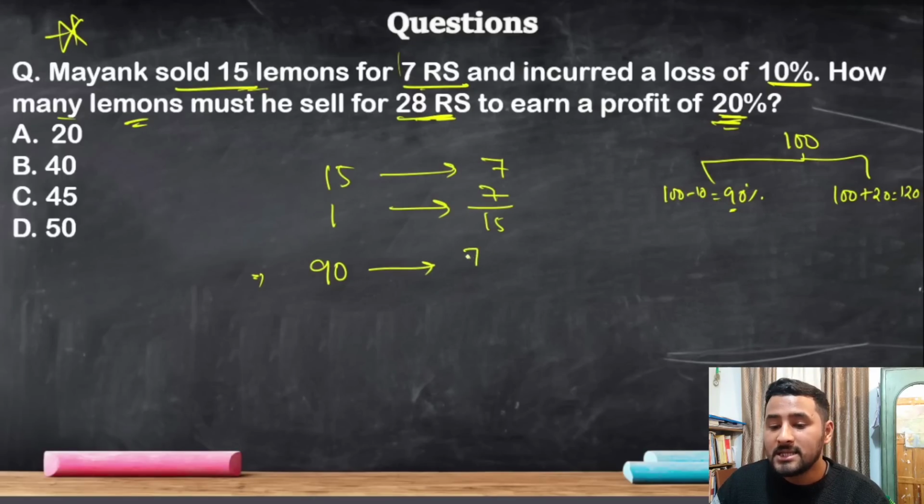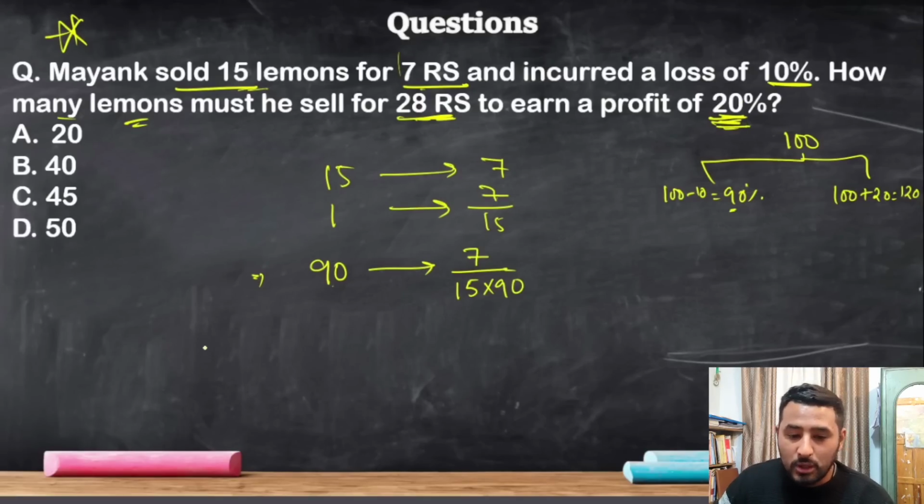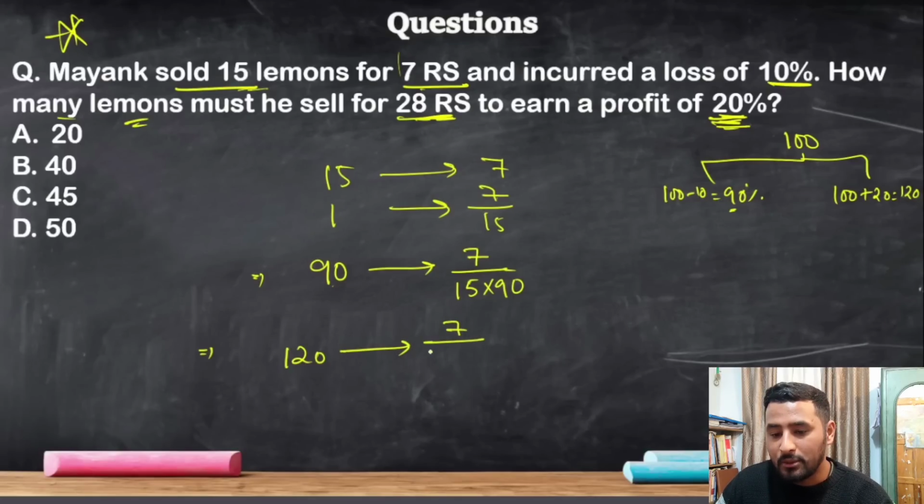So you can do 7 by 15 into 90, this is for the loss, okay? Now we need a profit of 20%. So what we'll do? 20% profit is our 120. So 120 units. You get 7 by 15 into 90 into 120. I hope this is clear. You should do it the same way, just like we have done in the other questions, right?